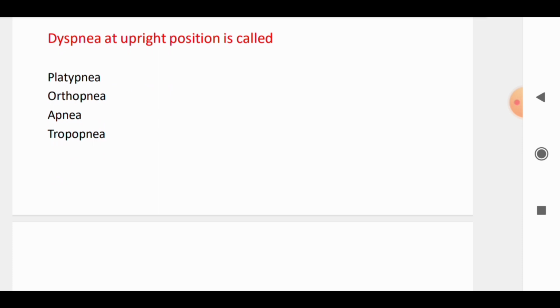Dyspnea in upright position is called: platypnea, orthopnea, apnea, trepopnea. Dyspnea in upright position is called platypnea. It is the shortness of breath worsened by standing or sitting and improves when lying supine. That is platypnea.